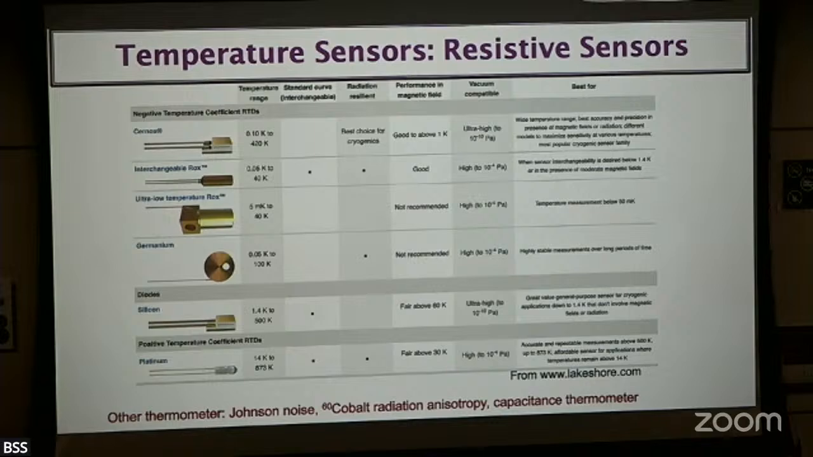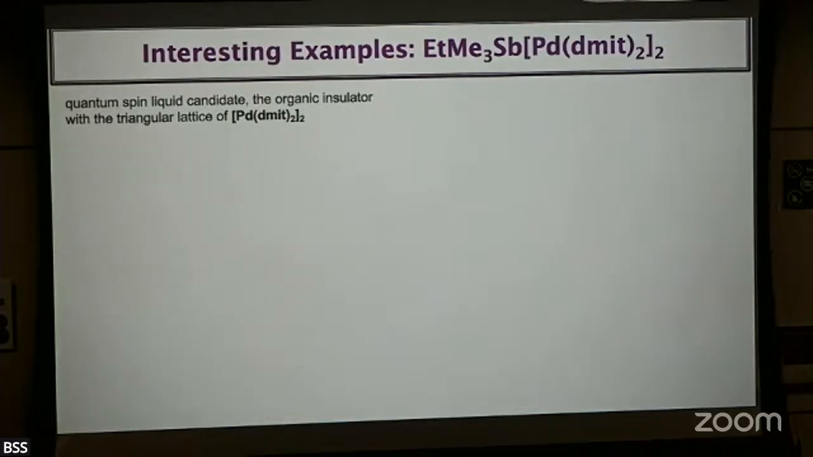Okay. Now with this, let's go and look at interesting examples of the thermal transport data. And of course, interesting is purely my personal choice. There are so many other thermal conductivity data, but I just chose these because I have a personal attachment, okay? So this is like ET, ME, SB, PD, DM, IT. So this is triangular, this part, PD, DM, IT2. This actually forms a triangular lattice organic material.